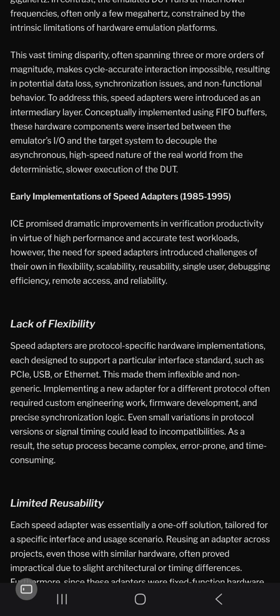Lack of flexibility. Speed adapters are protocol-specific hardware implementations, each designed to support a particular interface standard, such as PCIe, USB, or Ethernet. This made them inflexible, or non-generic. Implementing a new adapter for different protocols often required custom engineering work, from development to precise synchronization logic, and even small variations of protocol version or signal timing could lead to incompatibilities. As a result, the setup process becomes complex, error-prone, and time-consuming.